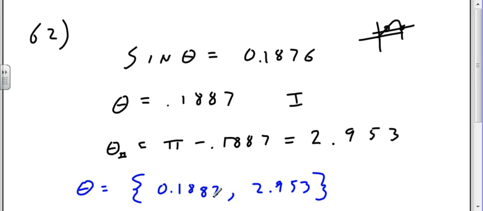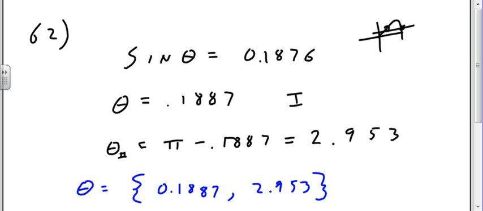This comes up with something else you're going to have to know when I get around to telling you. The sine of 0.1887. Boom. 0.1876. Very good. I got it. And the sine of 2.953. Boom. Same answer. Boom.